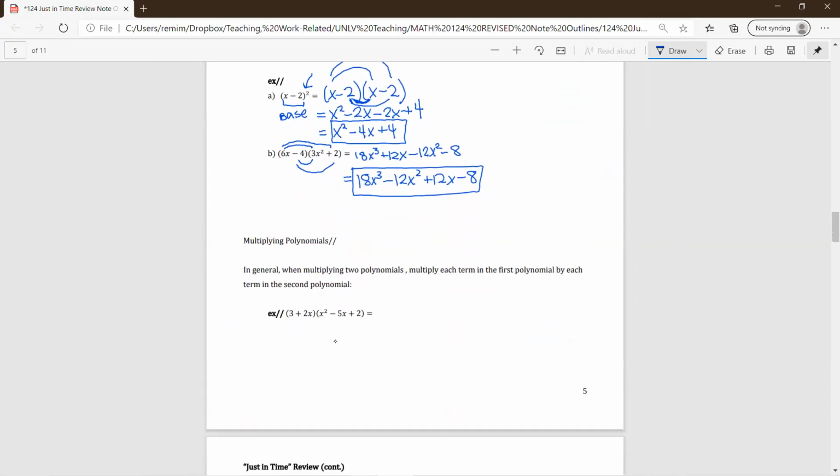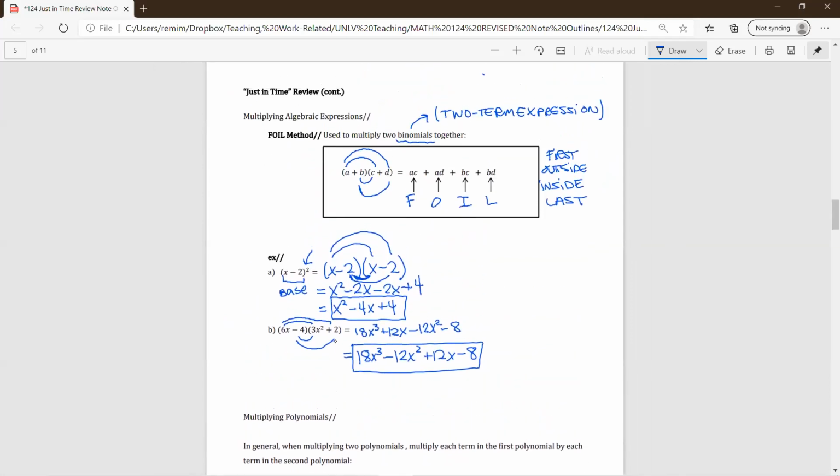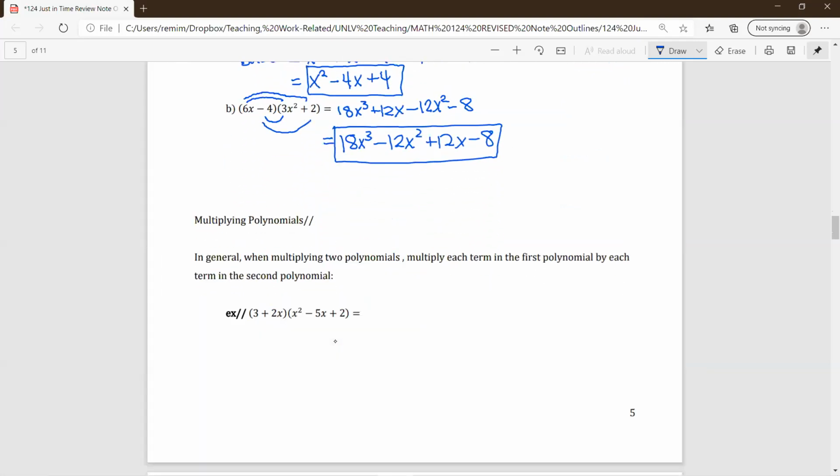Let's move on to multiplying polynomials. Really, in the top half of this page we did multiply polynomials, but specifically we were multiplying binomials. Down here, this is just multiplying any two polynomials, so it doesn't have to be binomials. You can have three terms, four terms, five terms, as many terms technically as you want. So this is just the general situation. Whenever you're multiplying two polynomials, multiply each term in the first polynomial by each term in the second polynomial. Make sure that you're making all the pairs that you can between the first and the second polynomial.